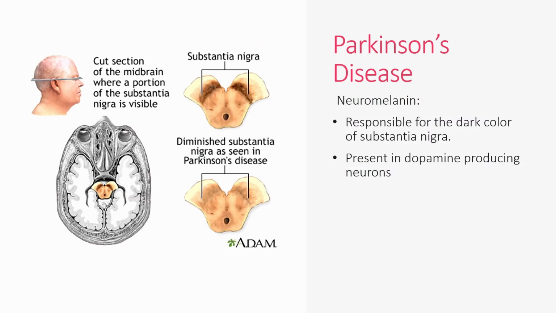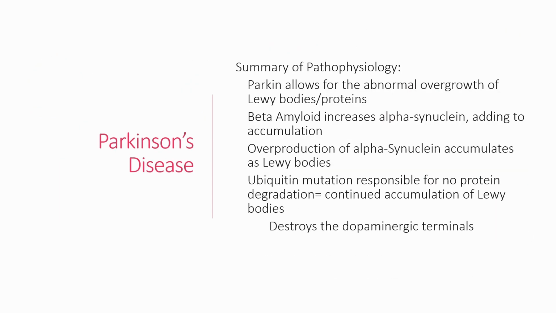So, I got it backwards here. Okay, so summary. Parkin allows for the abnormal overgrowth of these Lewy bodies. Beta amyloid increases the alpha-synuclein, adding to the accumulation of these Lewy bodies. We don't like them. Overproduction of this alpha-synuclein accumulates as these Lewy bodies. We can't mark it for destruction, so they keep building up. No protein degradation because the ubiquitin is not working. So I think it's telling this protein to be destroyed. And all these Lewy bodies eventually will start to destroy the dopamine.